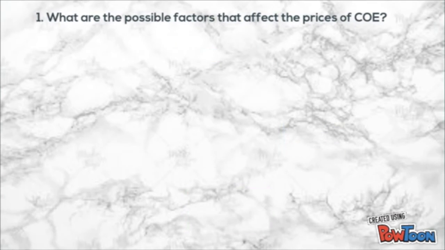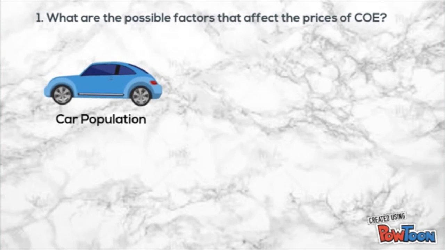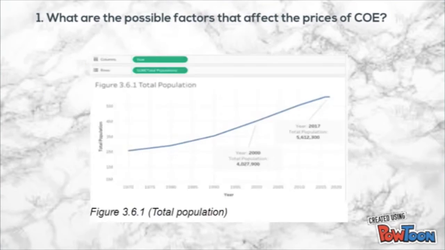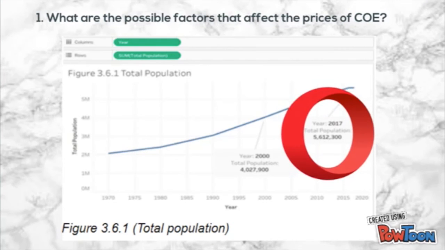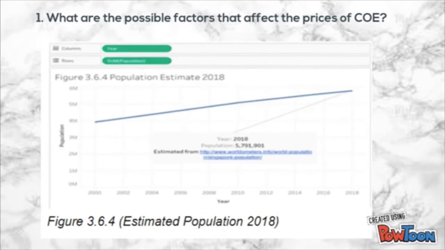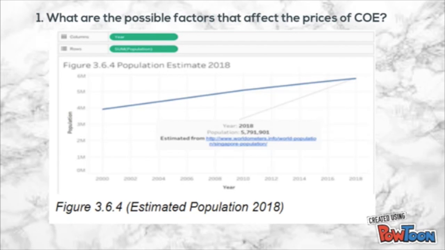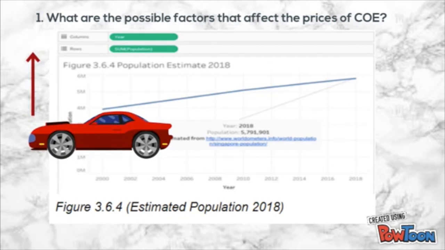Upon further research, the team has found out that the total car population is 552,427, which is not a small number compared to the number of people in Singapore. Another report by the Department of Statistics Singapore shows that the current population is 5.61 million at end June 2017, and based on a report done by Worldometer, it is estimated that Singapore's population by 2018 should reach 5,791,901 people. If the population is projected to increase, the demand for a car in Singapore would increase. As a result, the prices of COE will increase.